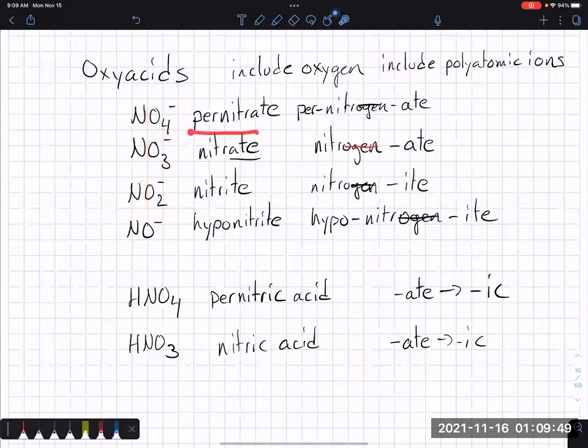Okay. So if you know that nitrate is NO3 and you know that per adds one oxygen, then you know per nitrate is NO4. If you know that ITE removes one oxygen, then you know that nitrite is NO2 because it's one less oxygen than the base form ATE. And then hypo removes one more.